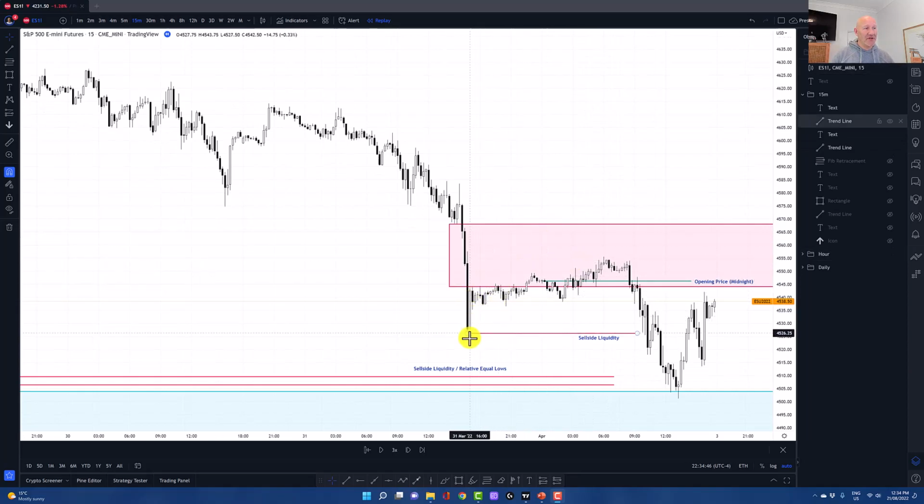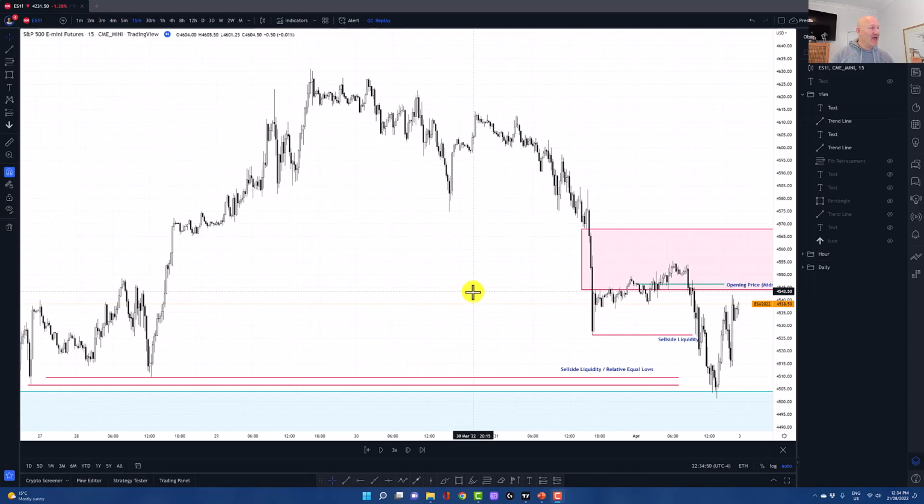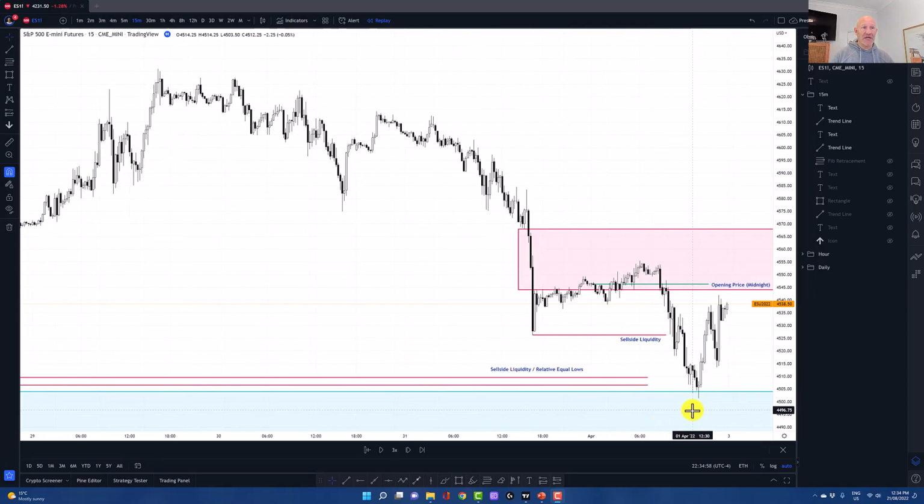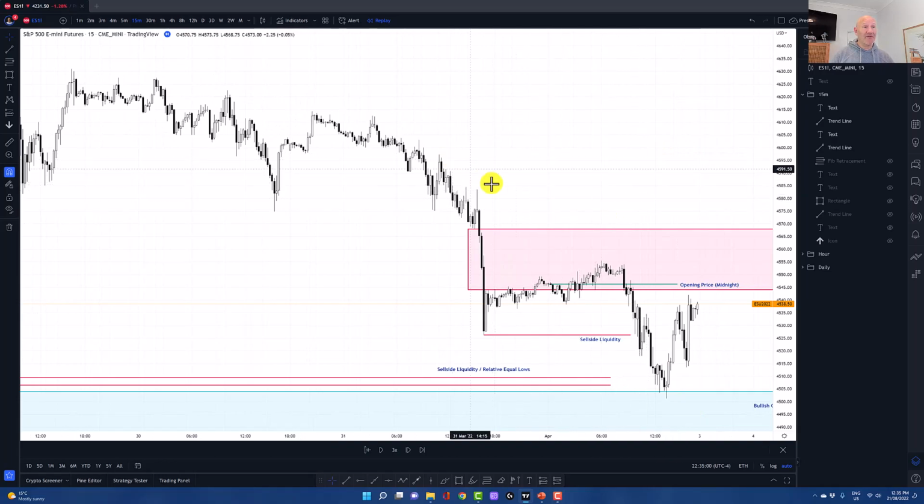We have the sell side liquidity that was formed here from that stab downwards. And then we have our sell side liquidity relative equal lows over here, which we extend out, and our bullish order block from the daily down here. So that's the lay of the land for where our chart is. And now we can start to layer on top of this some of the additional teachings that ICT covers in the video. So the first thing we'll look at is the fib retracement.